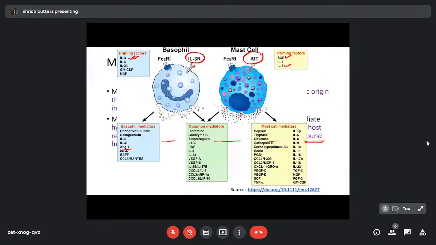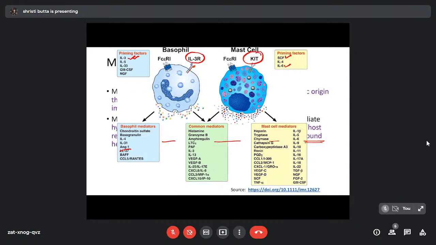Basophilic mediators are chondroitin sulfate, basogranulin, IL-4, IL-31, etc. There are some common mediators that mast cells and basophils share. They are histamine, granzyme B, leukotriene C4, PAF, IL-3, IL-13, etc. Mast cell mediators like heparin, tryptase, and chymase are again very important because they are the ones which divide mast cells into two types. Now, mast cells are about 20 micrometers in size.